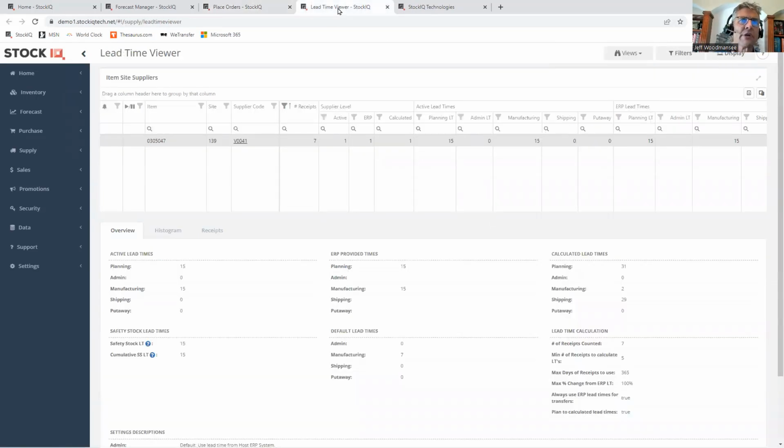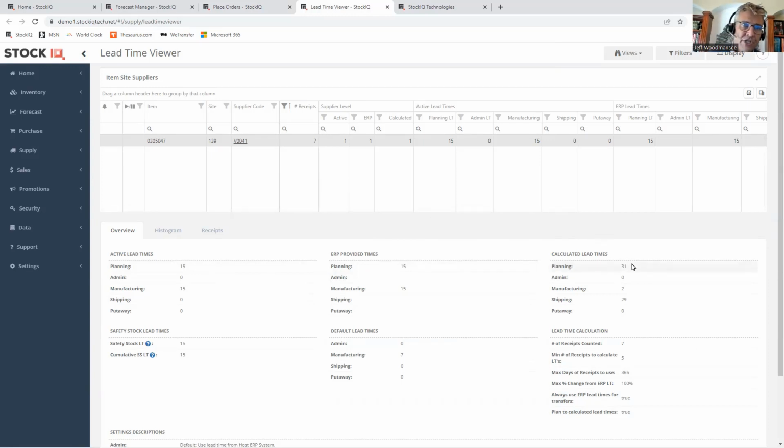And the last thing I'd highlight for you, especially these days when we've had such goofy lead times with COVID and then supply chain issues and so on and so forth, we do have the ability to track lead times and provide suggestions for you. So for instance, if I look at a given item at a given site from a particular vendor, in this case, we have 7 receipts over the last year. And right now we're using 15 days as a planning lead time. And we're getting that from Business Central. That's where 15 is coming from. But given the 7 receipts, StockIQ believes that the lead time is actually 31 days.